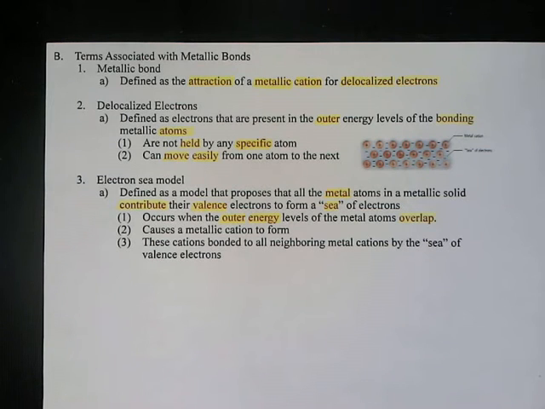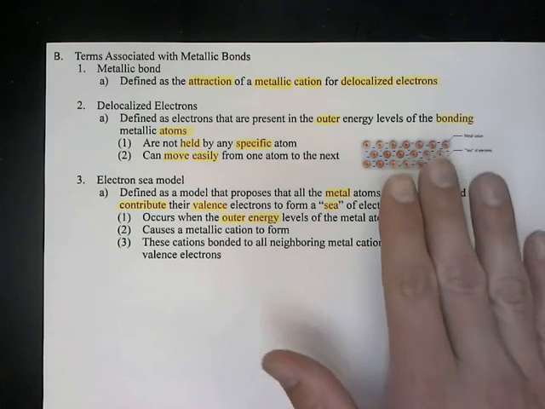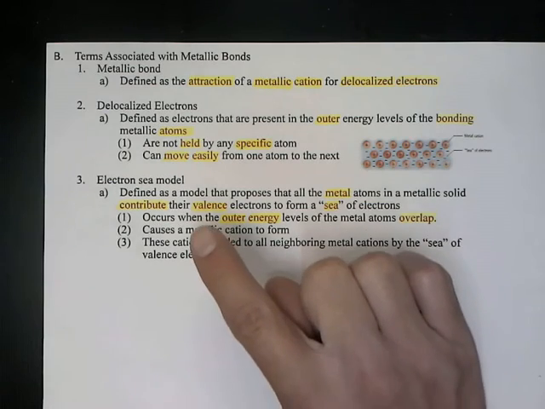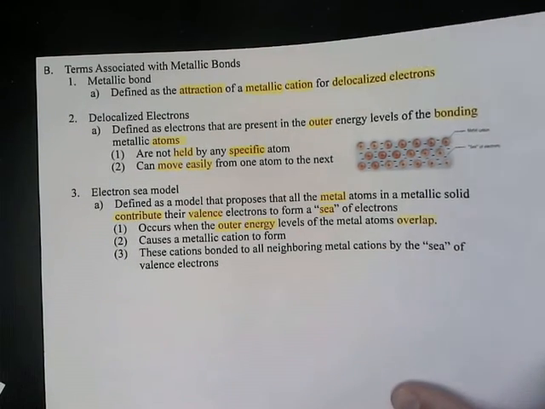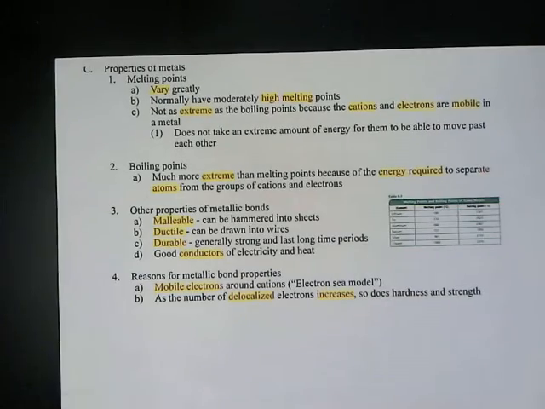Okay, so because of the metallic bonding and because those electrons are delocalized, moving around in that sea of electrons, they account for many of the properties. Some of the properties that we talk about are melting points. Most of the time, our metals are going to have a variety of melting points.